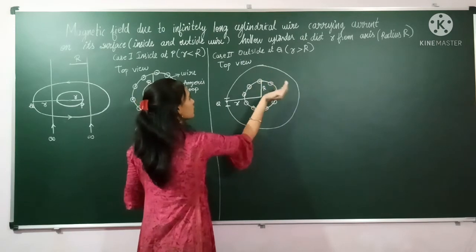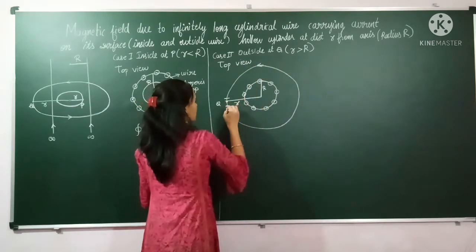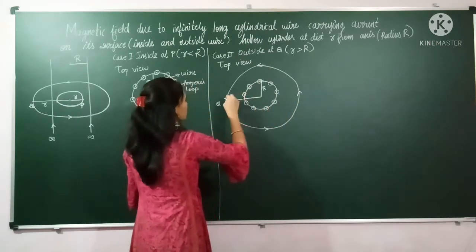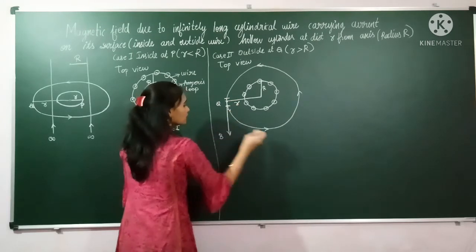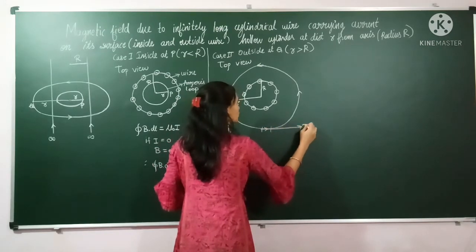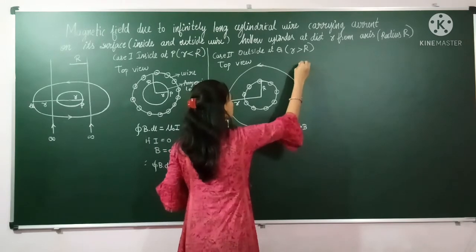Next after that curl the fingers. These fingers are curling in the anti-clockwise direction. So this is the direction of the magnetic field. At this point if you draw the tangent, then this will be the direction of the magnetic field. Here if you take a current element and draw the tangent, then this will be the direction of the magnetic field. Here also same.